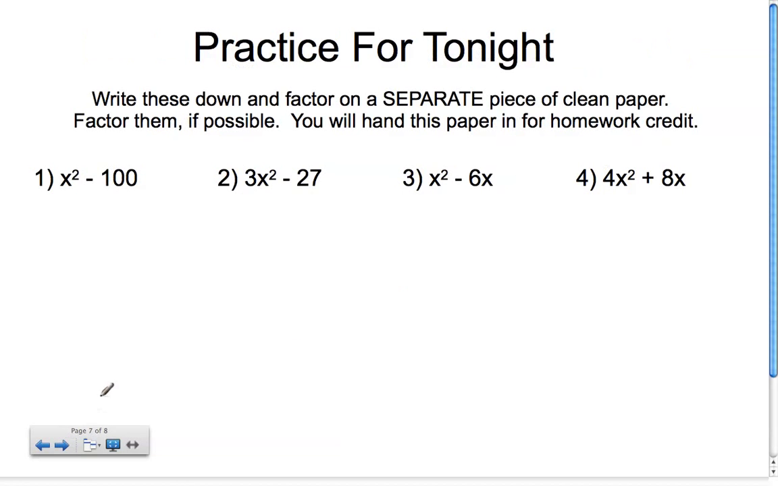A couple more examples for you to try at home to practice. I want you to write these down on a separate piece of paper and factor them, if possible. If it's not possible to factor them, you would say it's not factorable. You're going to hand in this paper for the homework credit.